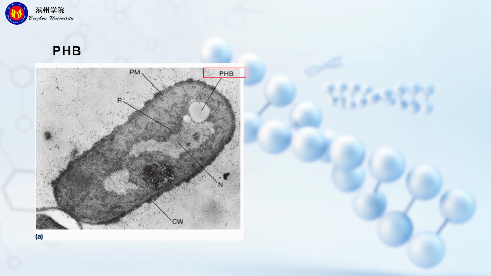This picture shows PHB. It is an electron micrograph of Bacillus megaterium. PHB is a polymer of beta-hydroxybutyrate molecules joined by ester bonds between the carboxyl and hydroxyl groups of adjacent molecules. PHB inclusions are around 0.2 to 0.7 micrometer in diameter. They are seen as empty holes by electron microscopy because PHB is hydrophobic and is dissolved by the solvent used to prepare specimens.